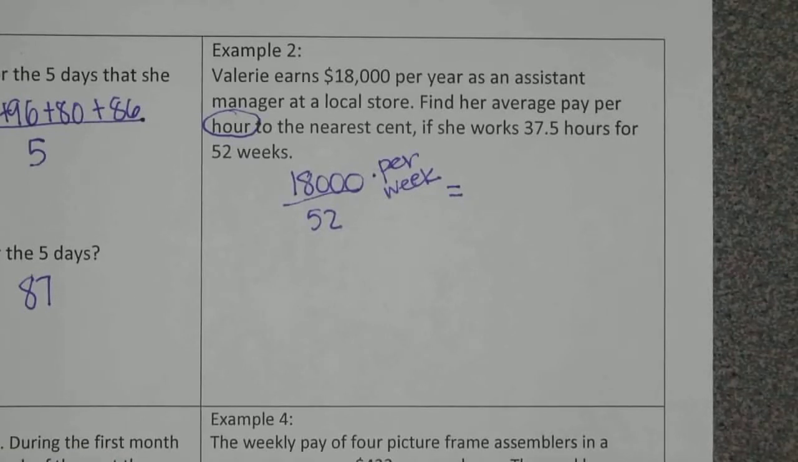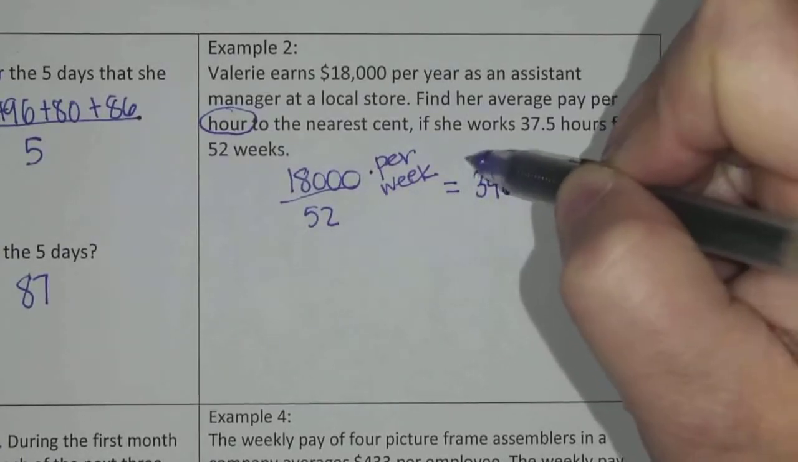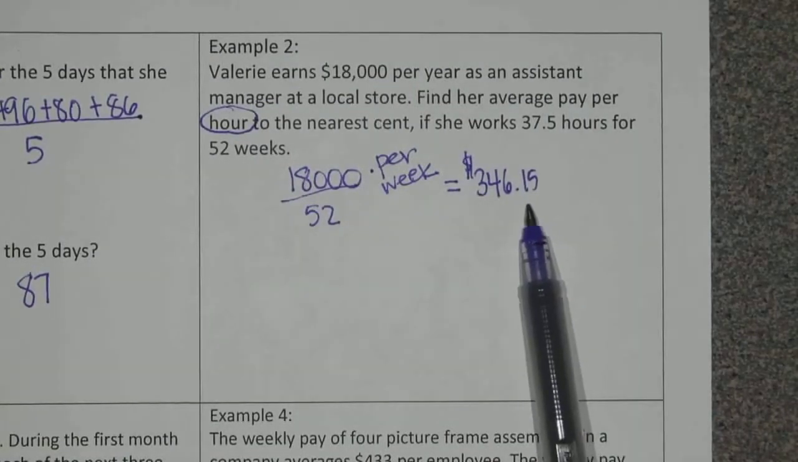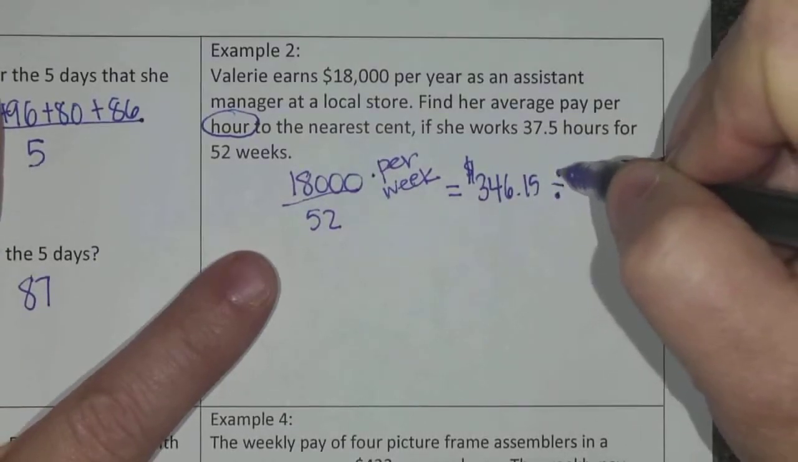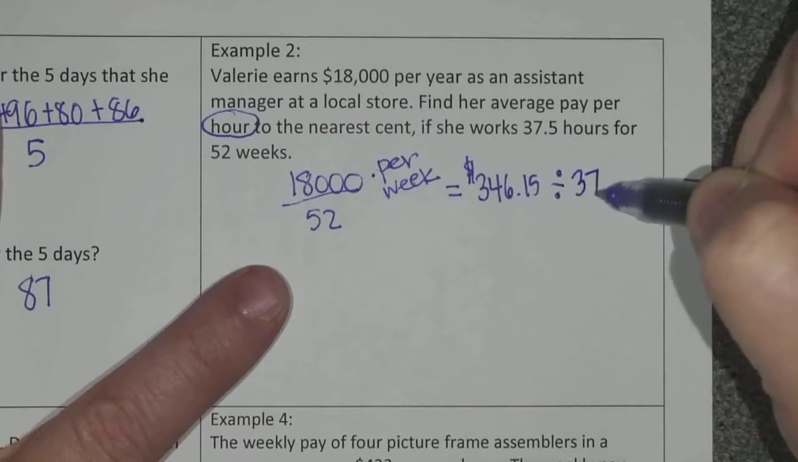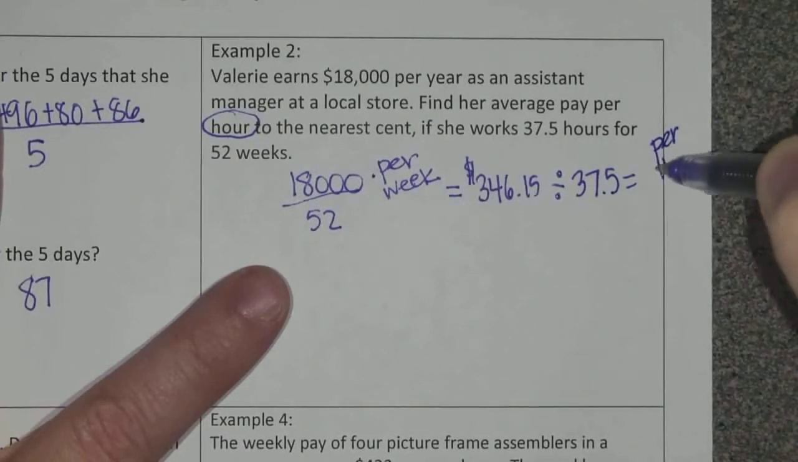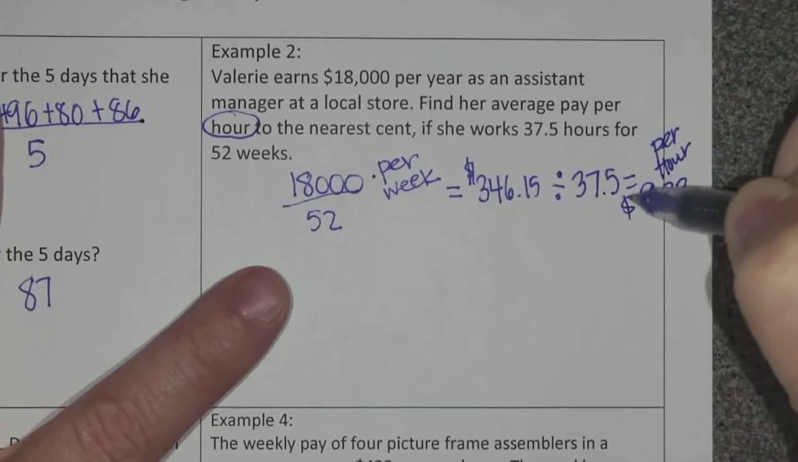Just shout it out at me when you get it. 346.15. Great. Somebody else get that same number just so we can verify it's correct? Thank you. Okay, now this is her pay per week. So how are we going to figure out how much she gets per hour? We divide it by how many hours she works. Yeah, exactly. So we're going to divide by 37.5, and that will give us per hour. 9.23.